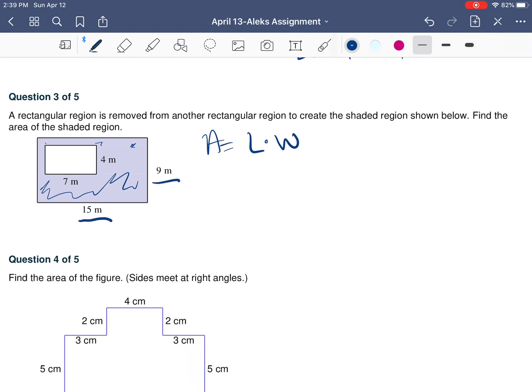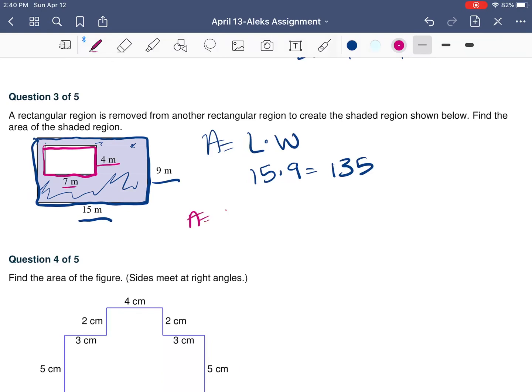In this one, the bigger box has a length and a width of 15 times 9. If we figure out what 15 times 9 is, it's 135. So the whole bigger box, which is all of this, is 135. Then we want to find this smaller box, which has lengths of 4 and 7. So its area, 4 times 7, is 28.